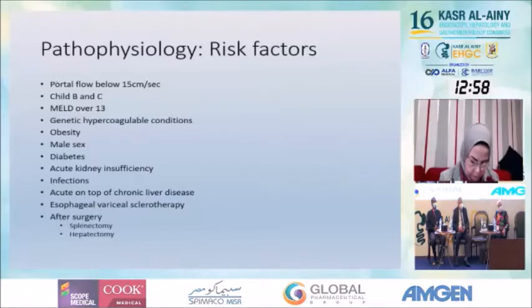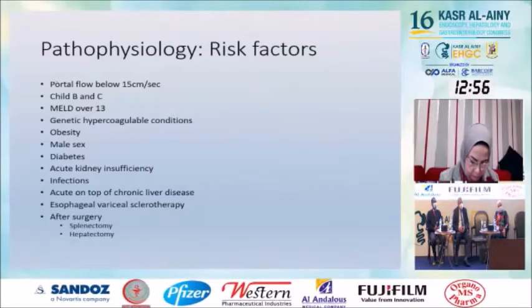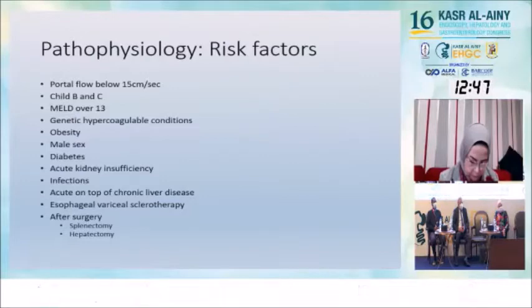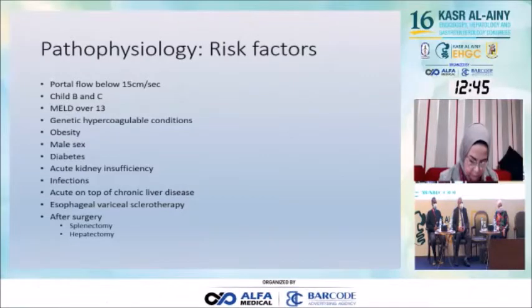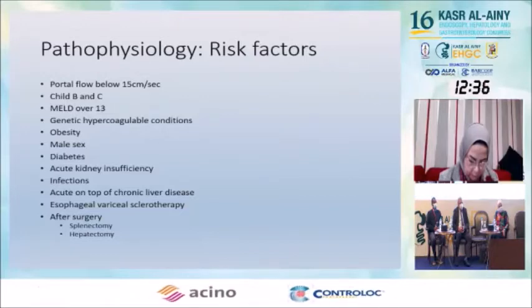Risk factors include, but are not limited to, a portal flow below 15 centimeters per second, Child B and C, a MELD over 13, genetic hypercoagulable conditions, obesity, male sex, diabetes, acute kidney insufficiency, infections, acute on top of chronic liver disease, esophageal variceal sclerotherapy, and after surgery in the perioperative period, such as splenectomy or hepatectomy or other.